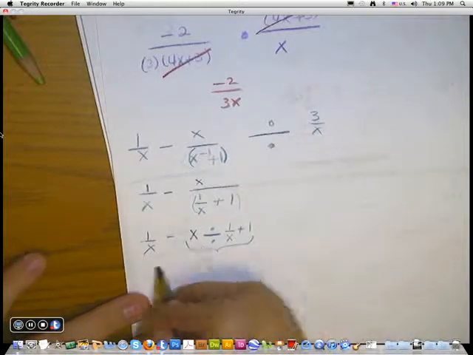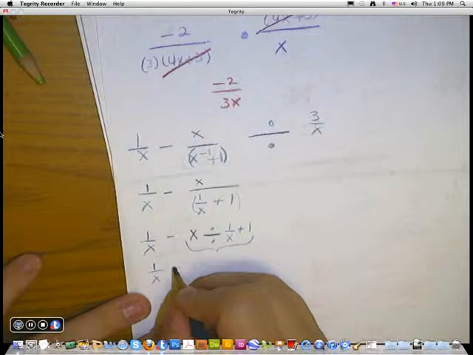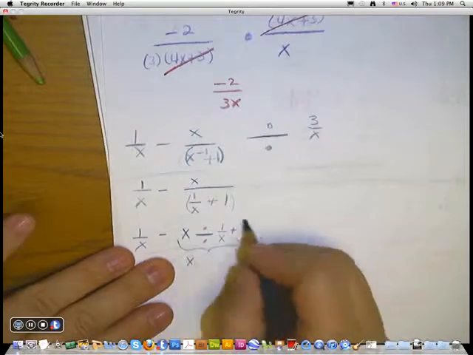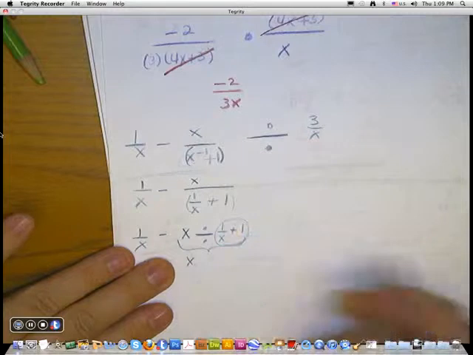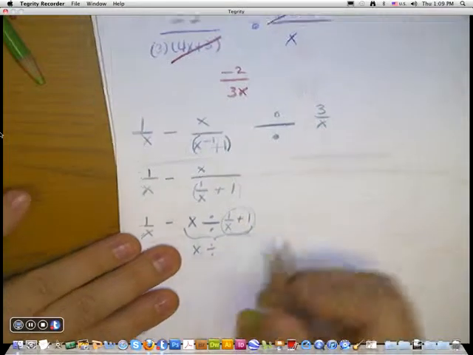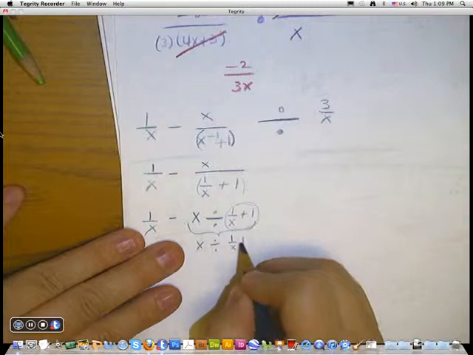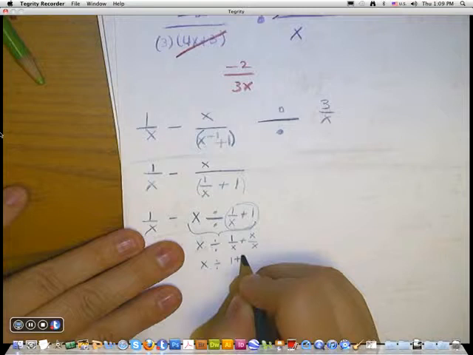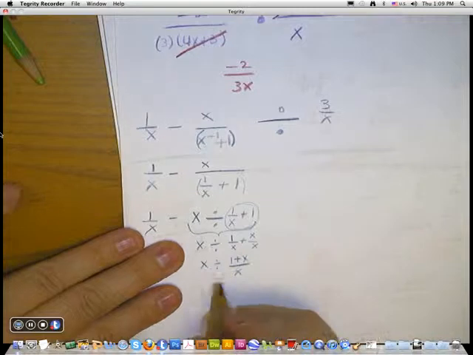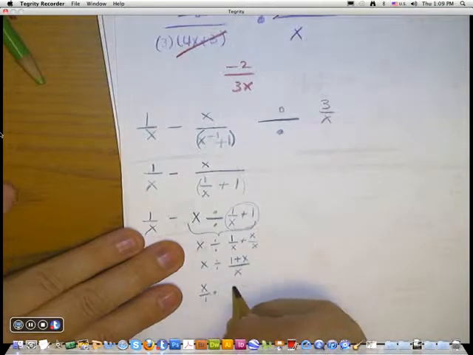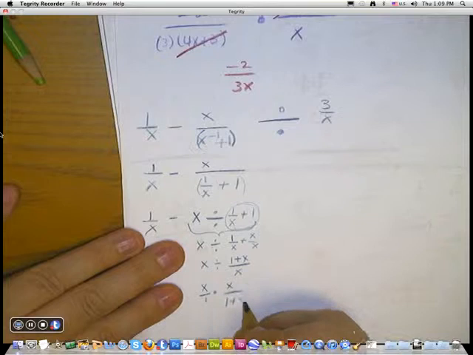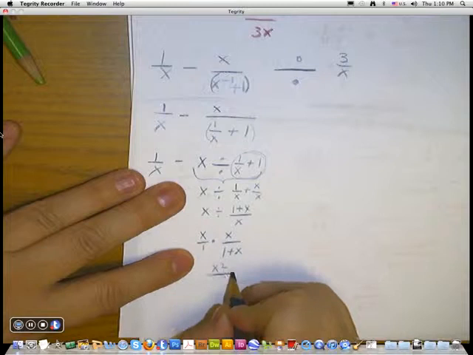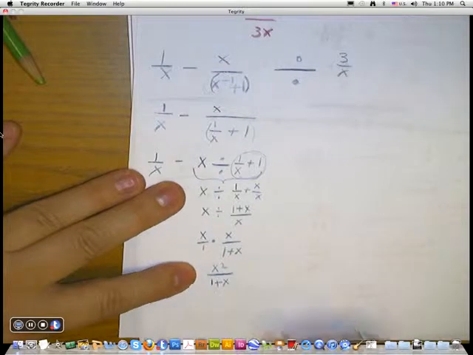So here I have 1 over x, that's nothing. This x, I can't do anything with it because I have to take care of this right side of the division. So the common denominator is x. So I get x divided by 1 plus x over x. Now I get x times x over 1 plus x, which is x squared over 1 plus x.